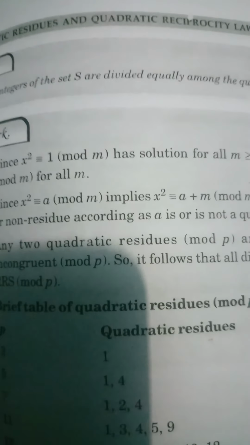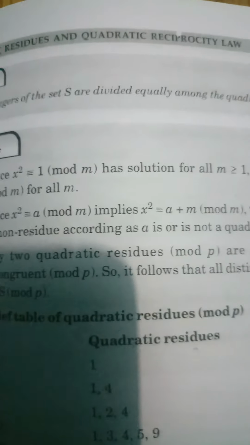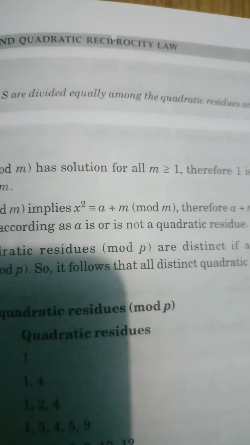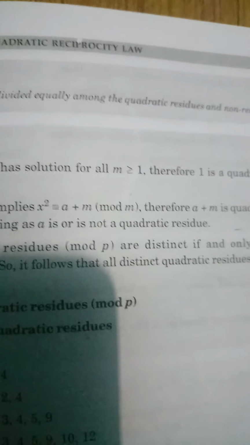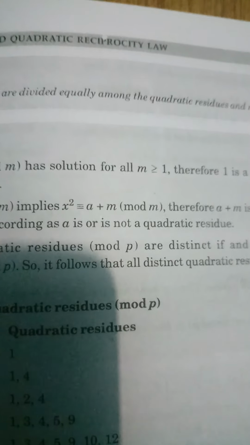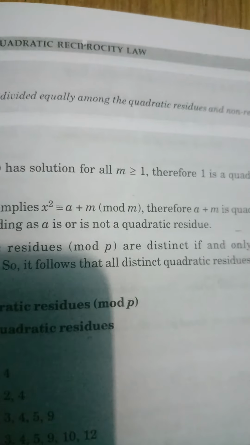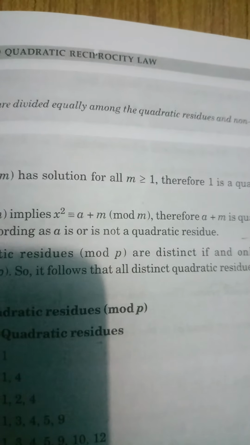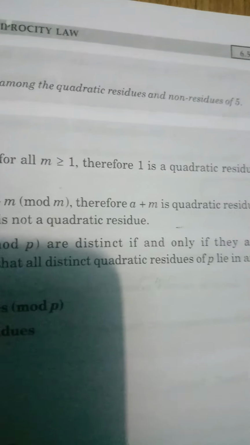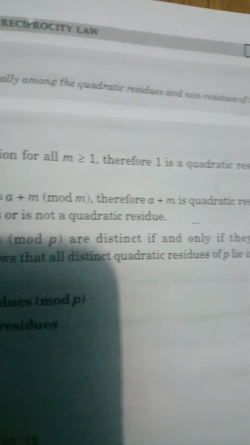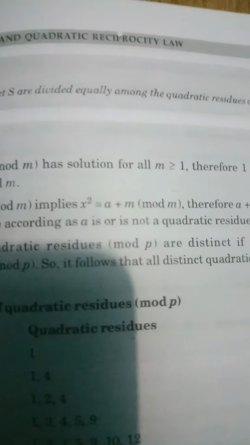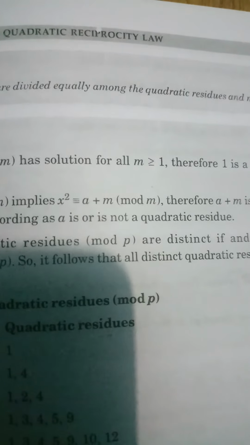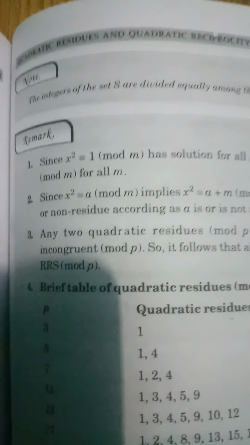Or non-residue according as a is or is not a quadratic residue. अगर a इज क्वाड्रेटिक रेजिड्यू तो a प्लस एम भी होगा, अगर a इज़ नॉट क्वाड्रेटिक रेजिड्यू तो a प्लस एम भी नहीं होगा. क्वाड्रेटिक रेजिड्यू और नॉन रेजिड्यू अकॉर्डिंग एज a इज़ और इज़ नॉट ए क्वाड्रेटिक रेजिड्यू.